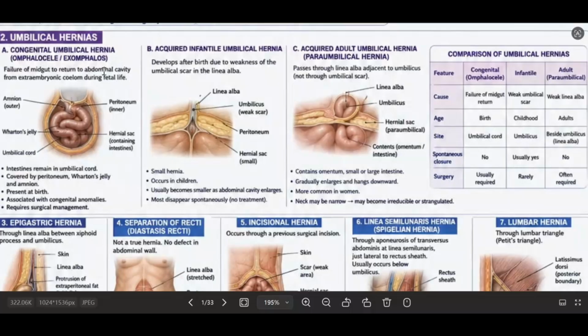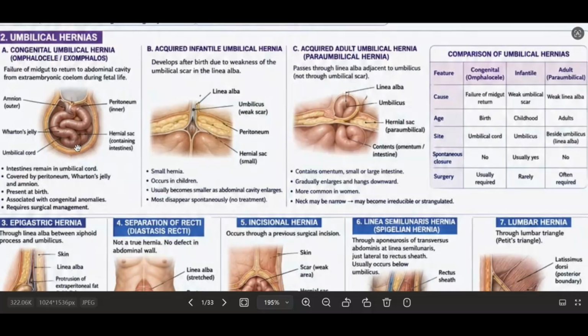So what happens in omphalocele? We are mentioning 2 terms here, omphalocele and exomphalus. In case of omphalocele, the midgut fails to return. That condition is called the omphalocele. Therefore the intestines remain inside the umbilical cord because they do not recede back into the abdominal cavity, and they are covered by peritoneum, Wharton's jelly on the inside, and amnion on the outer side. Okay. This is what the figure is illustrating: the Wharton's jelly, the umbilical cord and the hernial sac.